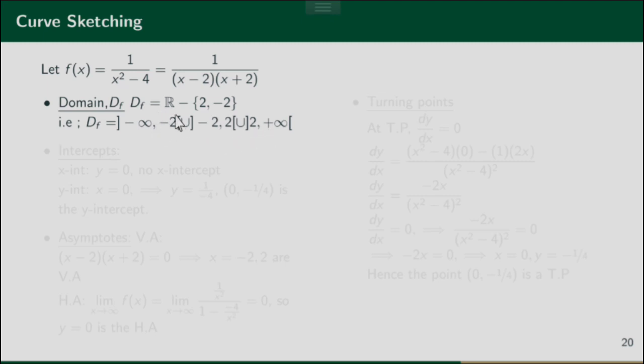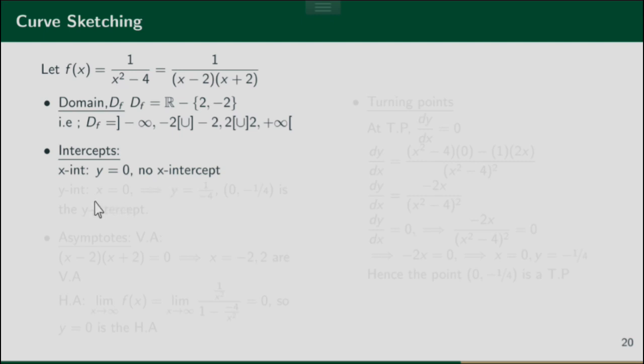Taking note that negative 2 and positive 2 are the values of x for which the function is undefined. Now moving on to the intercepts. The x-intercept is where the line y is equal to 0. If I substitute f of x as 0 in this function, the denominator vanishes and I cannot find a value of x. So there's no x-intercept. That is, the graph does not cut the x-axis anywhere.